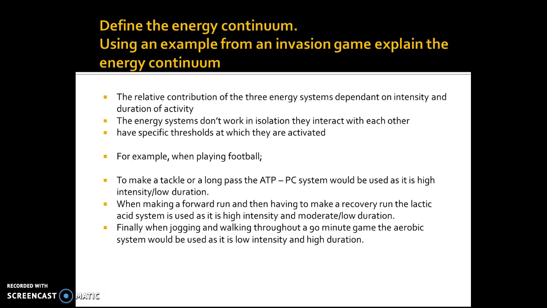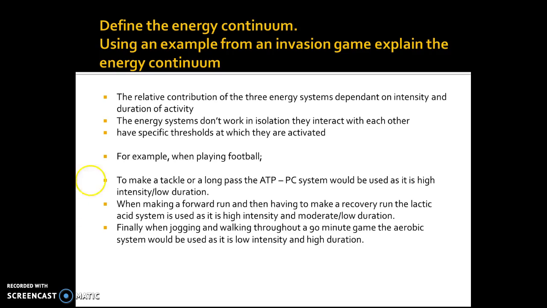The interaction depends upon the thresholds at which they are activated. So the thresholds reached in terms of intensity and duration, one will switch off, another will switch on, and they interact constantly like that. For example, when playing football, how do we do it? We have to talk about each energy system, give an example of an activity within it, and then say why the energy continuum would suggest that that is the energy system that is predominant.